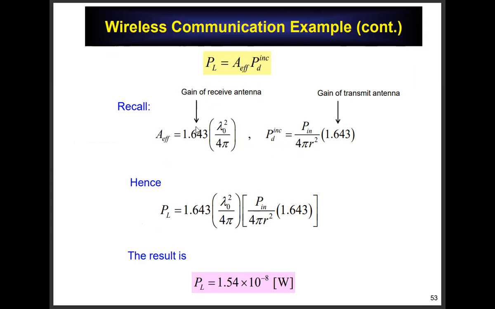Now notice, by coincidence, it's 1.643 in both places, but that's because both transmit and receive antennas were the same, right? In a different problem, there might be 2 different antennas, receive antenna, transmit antenna, right? So that's why I label it, just so you can keep it straight here. Okay, but anyway, so plug in. So effective area, plug in right here. Power density incident from the transmitter, plug in here. And now just plug in all these numbers.